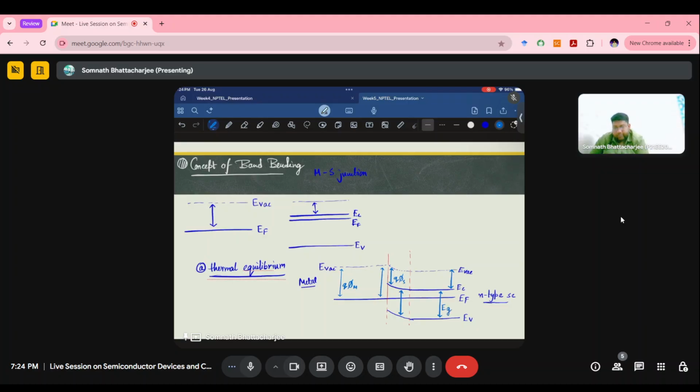This is Q chi s, the electron affinity, and this is Eg, the band gap. Sorry, this is not Q psi s. This one is Q psi s, and this one is Q chi s. So this Q psi s is variable, whereas the Q chi s is constant over the whole region. This phenomenon is called band bending. Let me rewrite it.